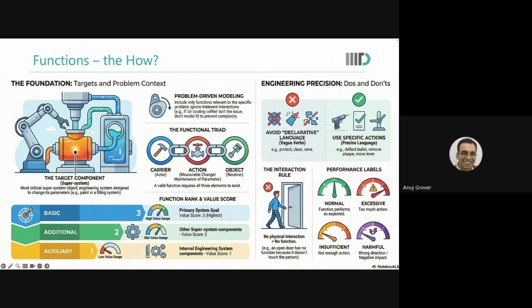Carrier and receiver must be identified. A function has a clear carrier and a clear object of the function. And there is a clear parameter of the object which is either changed or maintained. So we have to identify that. And this carrier and the object have to be at the same level of component hierarchy. Okay, what else? Everything is written here for you.